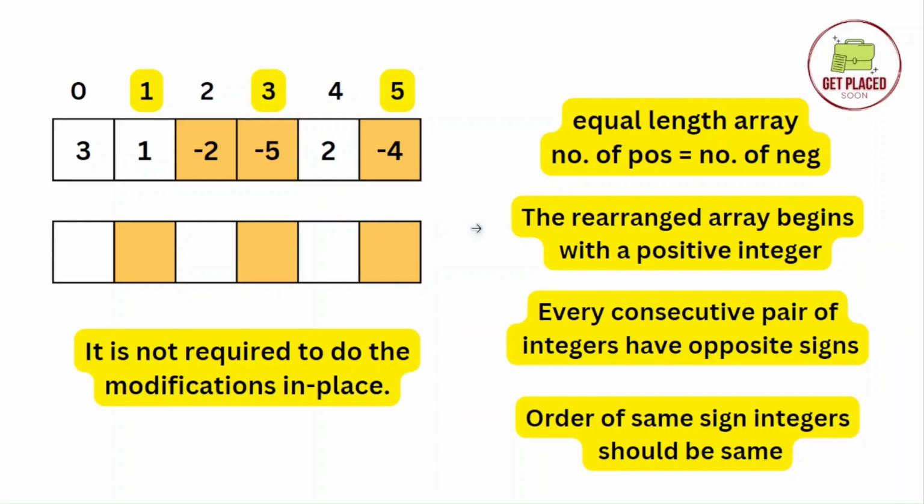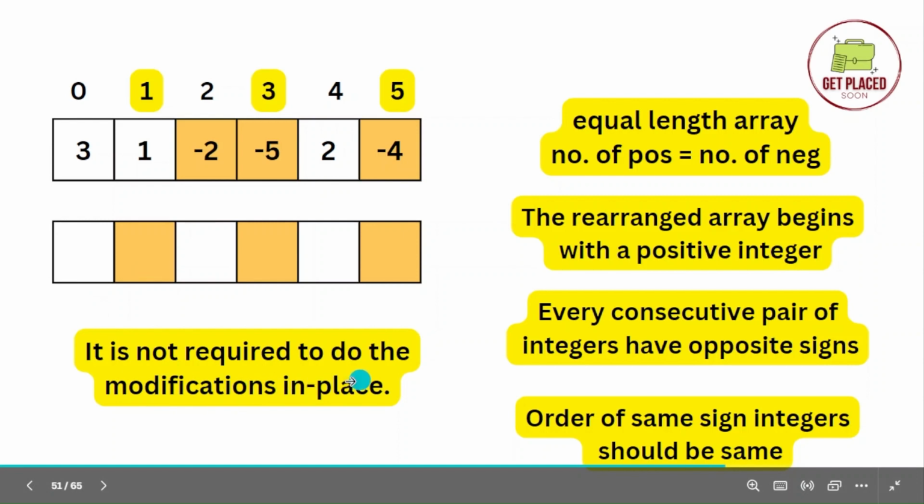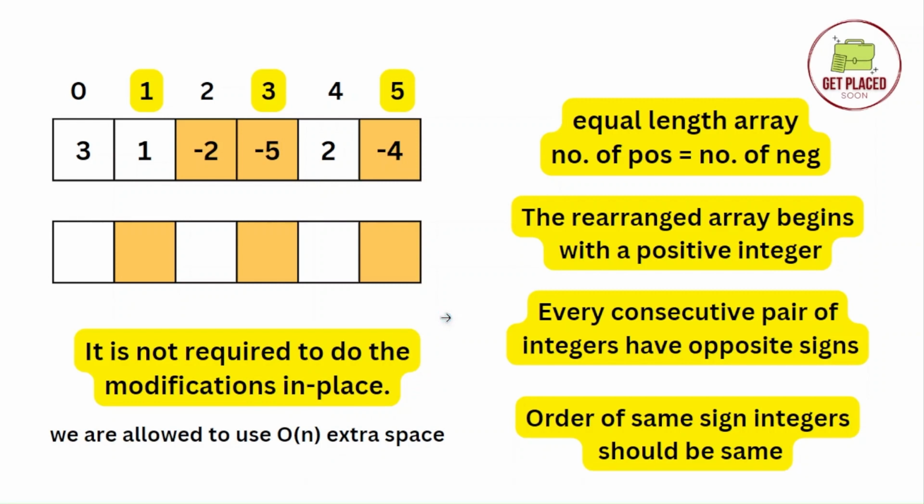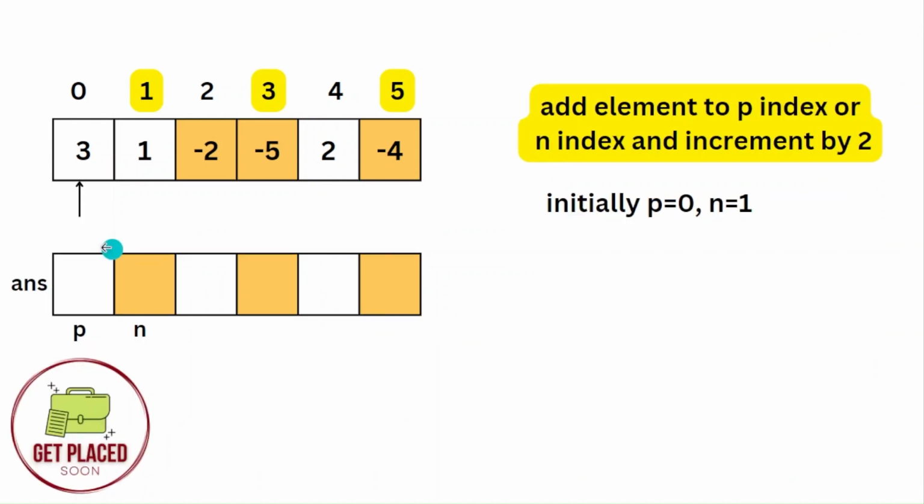Now moving ahead. In the last line of the question, they also mentioned that it is not required to do the modifications in place, which means we are allowed to use O of n extra space. Because of this, it becomes easy and we can actually create a new array from this array. So we are given one array. Instead of doing the modifications in this array itself, we can create one more array. So I have created one more array with the name answer array.